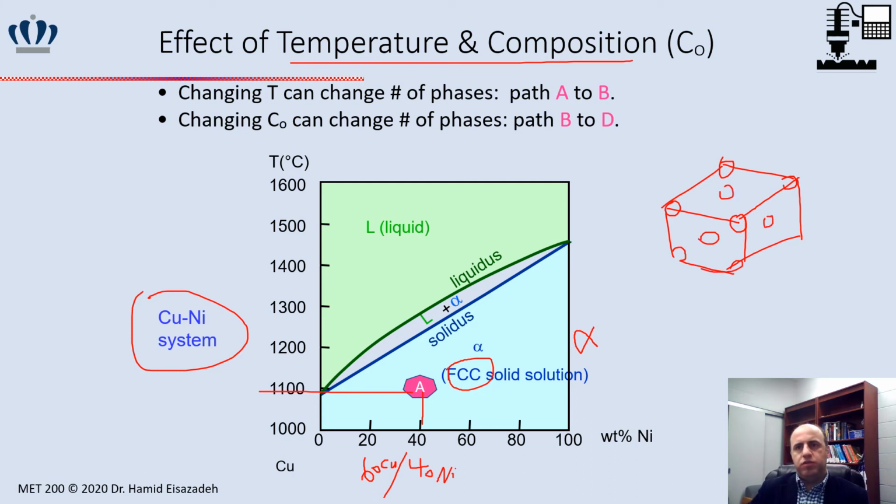One on the face, one on the corner, right? So as temperature goes up, we reach the melting point, and we are in the liquid state, from A to B. And what happens if we go to a point D? In D, we have alpha plus liquid.